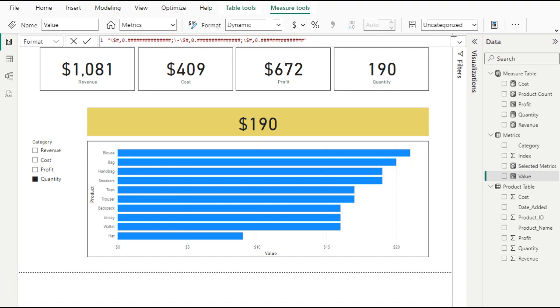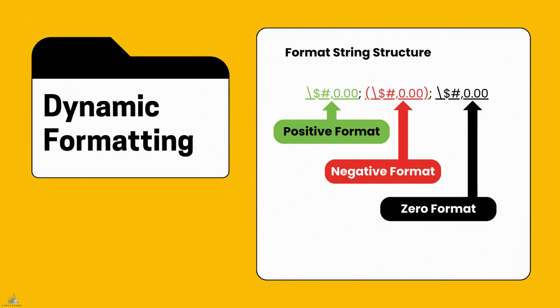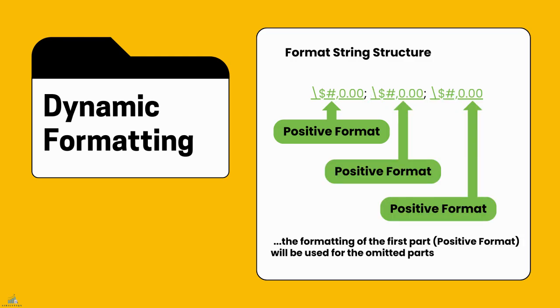How you can read the structure of this dynamic formatting in this example is, each part of the string specifies how different types of numbers, positive, negative, and zero, should be displayed. If any of these parts are omitted, the formatting of the first part, which is the positive format, will be used for the omitted parts.